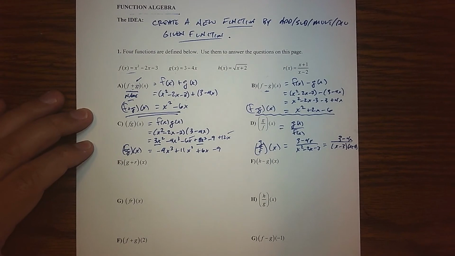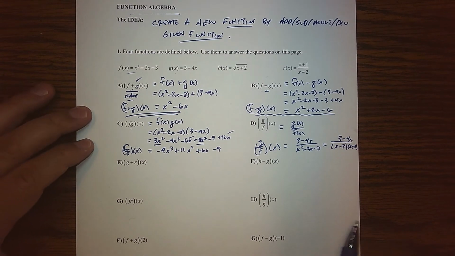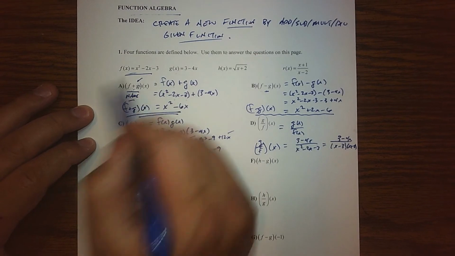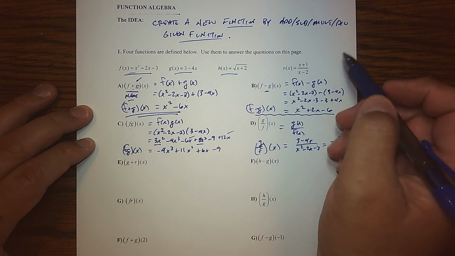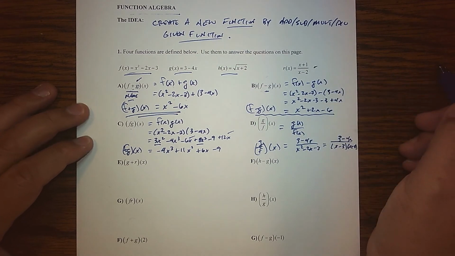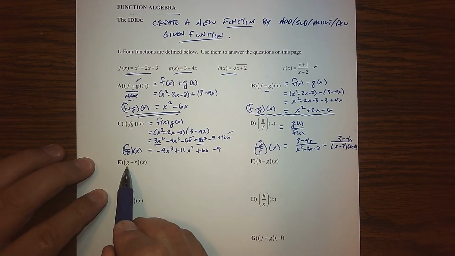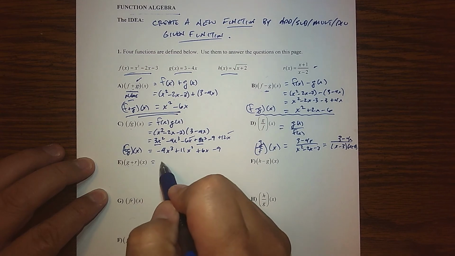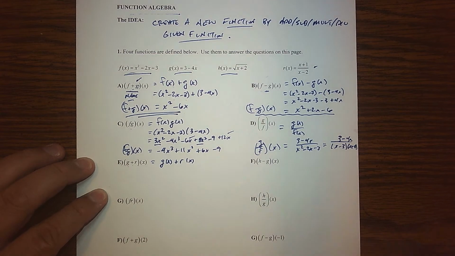So another round of practicing our function algebra idea. Again, we're creating new functions by adding, subtracting, or multiplying, dividing. So again, I'm still using f as this quadratic, g as this line, h is this radical one, square root function, and r is a rational one. So the next function I want to build is called g plus r. Okay, so the new function g plus r is whatever g of x is plus r of x.